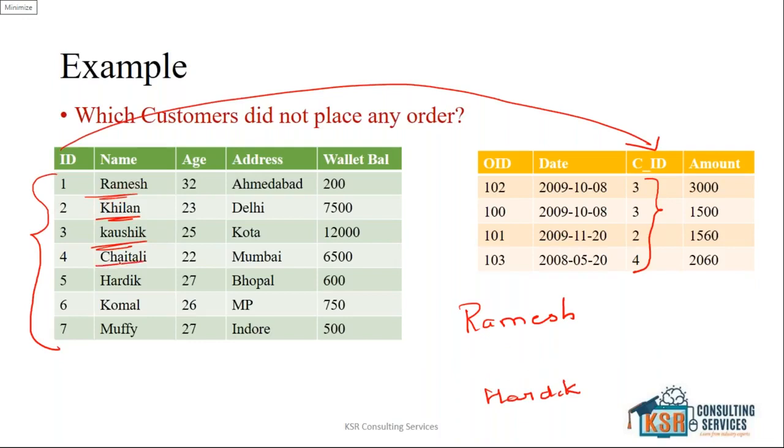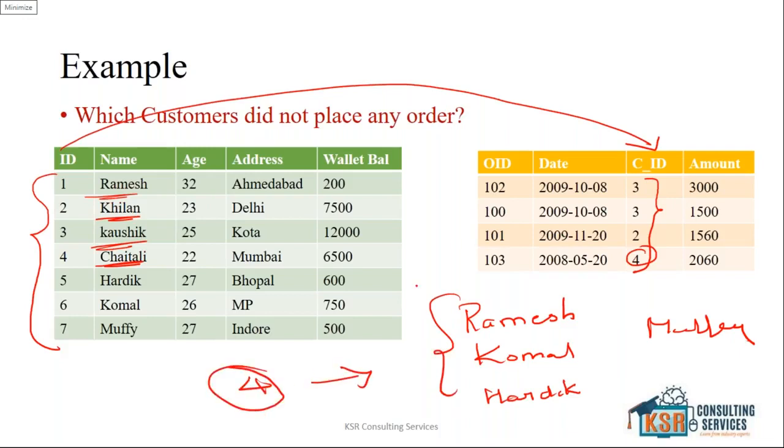So Ramesh is not present. Chaitali is also present, he has purchased. Hardik has not purchased. Komal has not purchased. Murphy has not purchased. So basically, I would say 4 customers did not purchase anything from my Amazon. Ramesh, Hardik, Komal and Murphy are the 4 customers who have not purchased anything from my business. Okay, how did I do this? Manually I have checked.